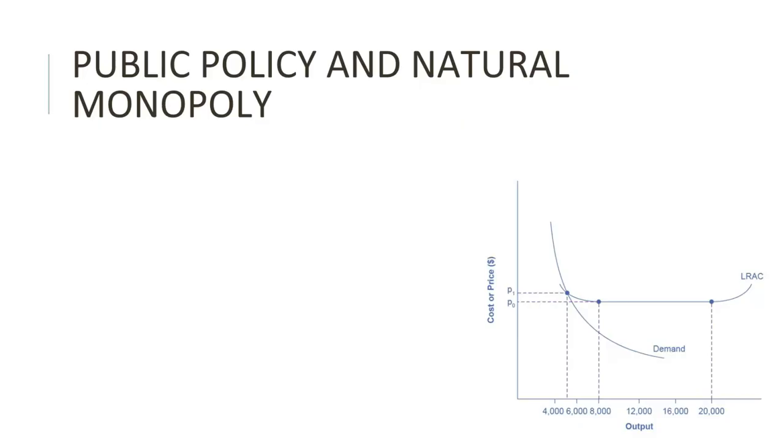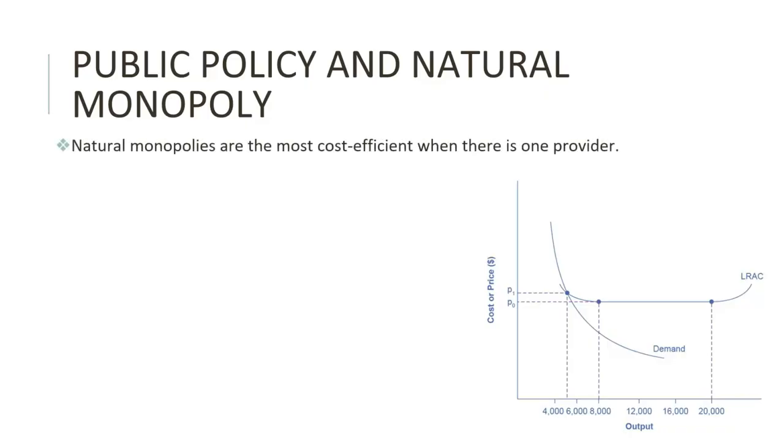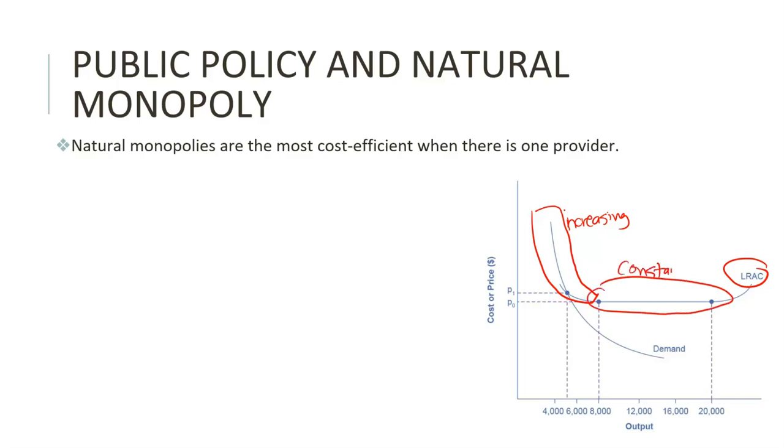Public policy and natural monopolies, these both sort of have to do with economies of scale and maximizing that total production and keeping those lowest possible costs. So oftentimes natural monopolies are going to be most cost efficient when there's one provider. You can see on this graph right here, we have our long run average cost curve. And if you remember back from our economies of scale chapter, right here we've got increasing returns to scale. And then down here, it's constant returns to scale. And then over here, we go up into the decreasing returns to scale.